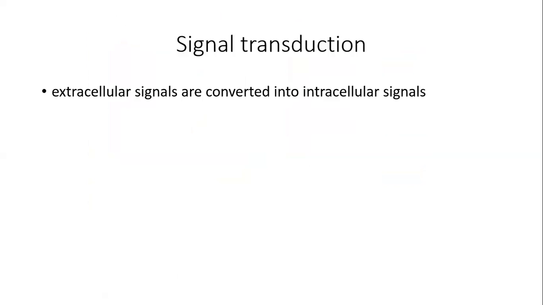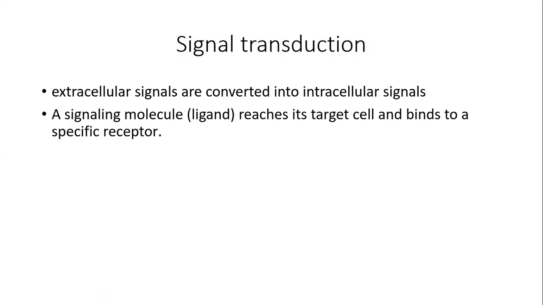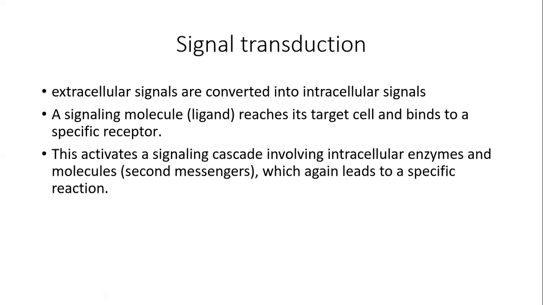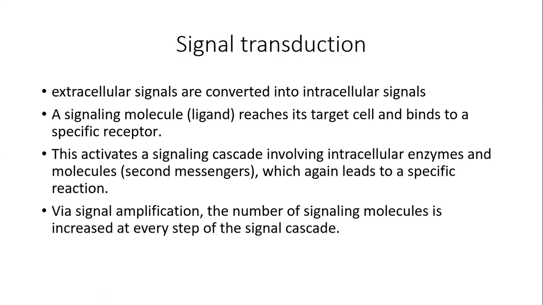To get into it, you need to understand the concept of signal transduction. What is signal transduction? It is when extracellular signals are converted into intracellular signals. Here, a signaling molecule, ligand, or the first messenger reaches its target cell and binds to a specific receptor. This receptor then activates a signaling cascade involving intracellular enzymes and a molecule, the second messenger, which again leads to a specific reaction. How? Via signal amplification. The number of signaling molecules is increased at every step of the signaling cascade.